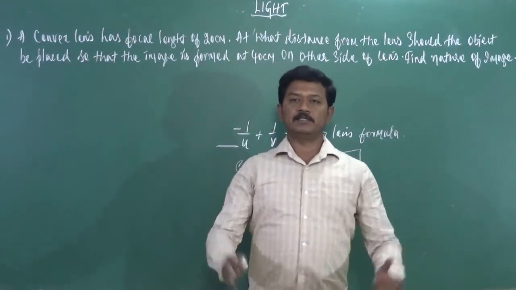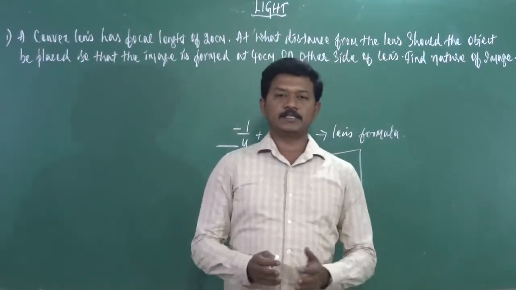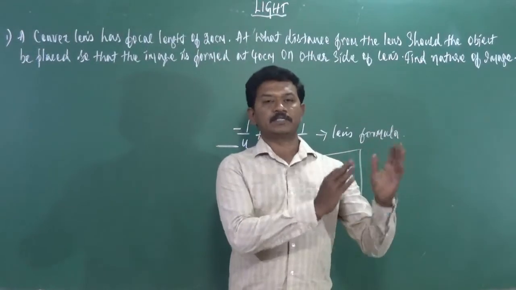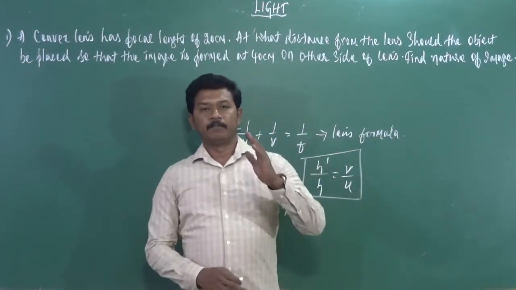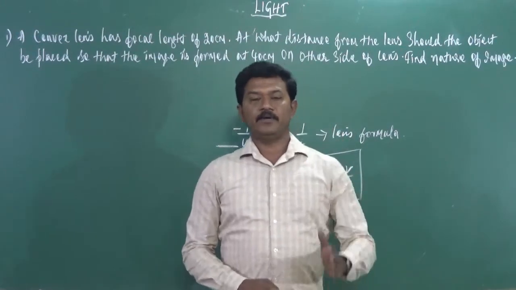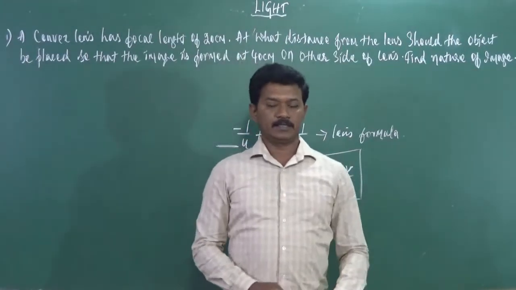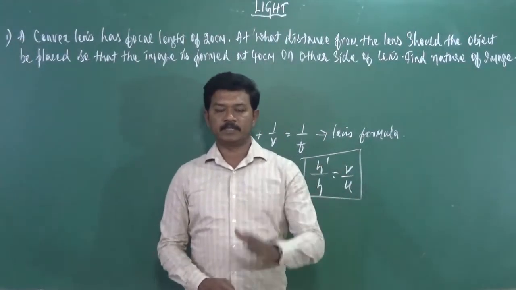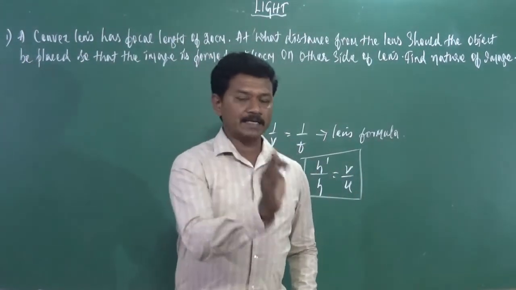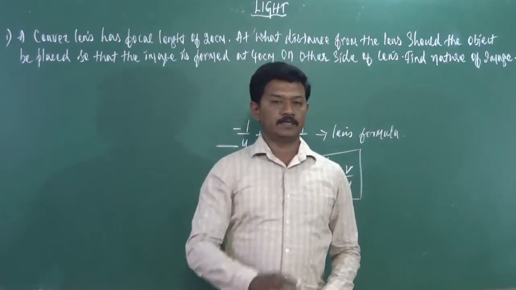Apart from these things, certain theoretical things also have to be remembered at this point. One is regarding magnification. What is the magnification of a convex lens? Magnification of a convex lens is said to be negative when you get a real and inverted image. Please remember this. The magnification of a convex lens is negative when the image you get is real and inverted.